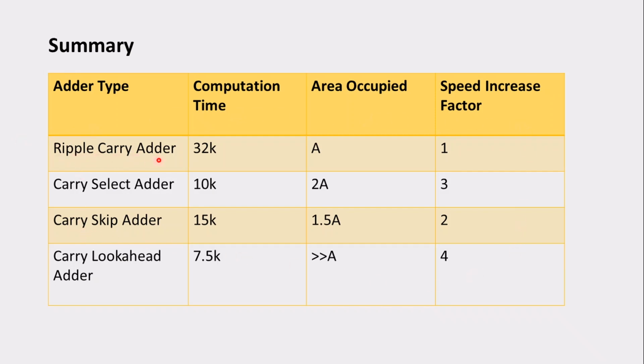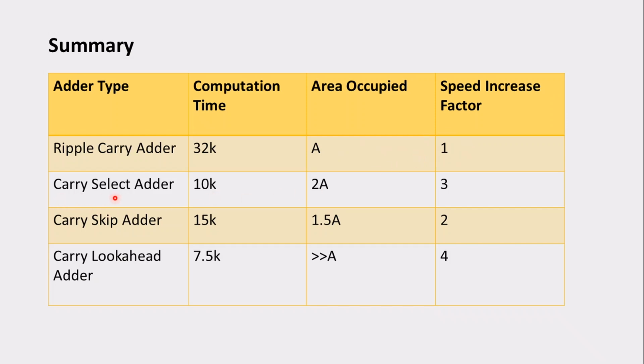Now if you look at the ripple carry adder, the computational time here is taken for a 32-bit full adder. This table is meant for a 32-bit adder, and the computational times are totally meant for a 32-bit adder. As we have said, for the ripple carry adder the computational time is n into K1, so since we have 32 bits, 32 into K. The area occupied, let us consider it as A, and the speed factor, let us consider it as 1.